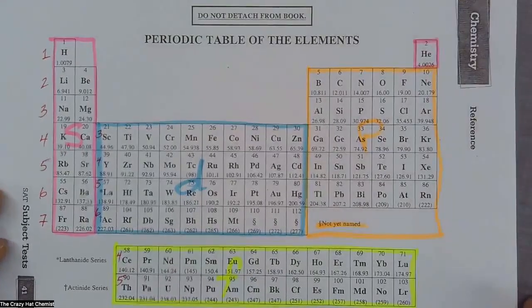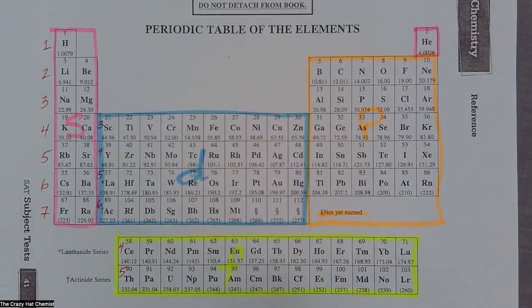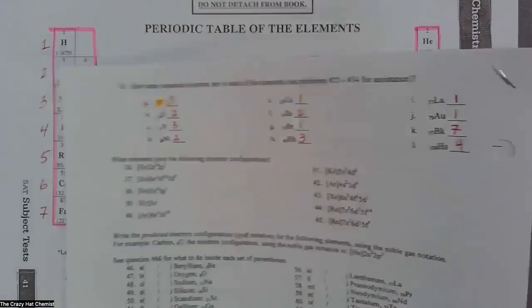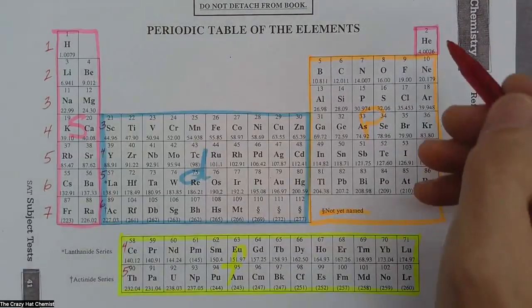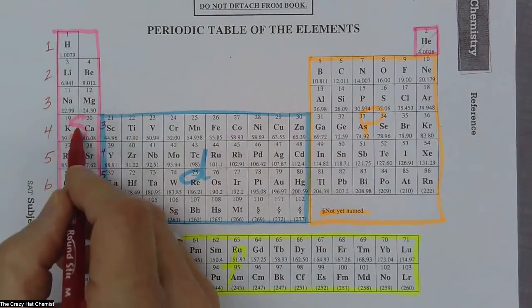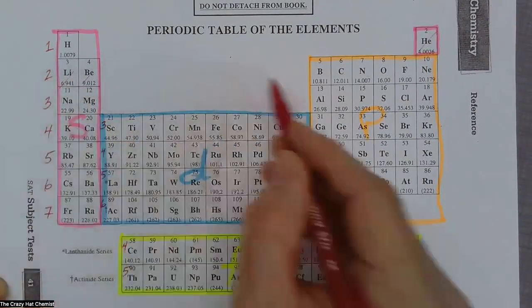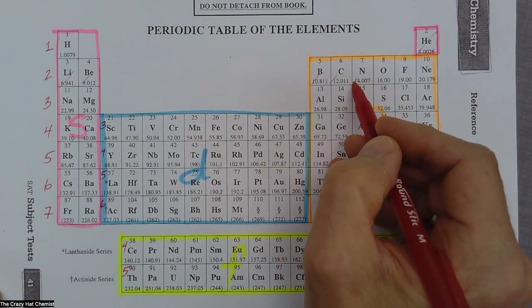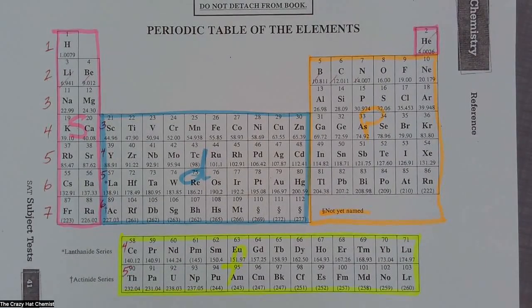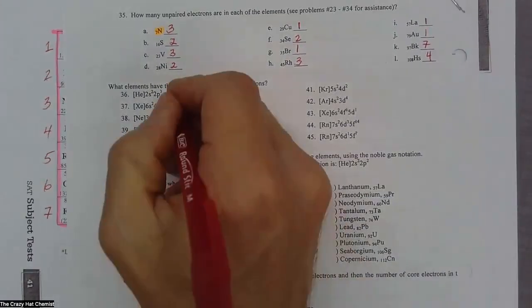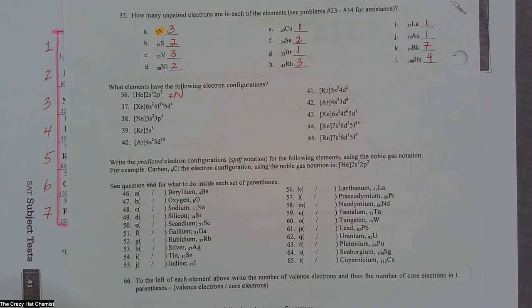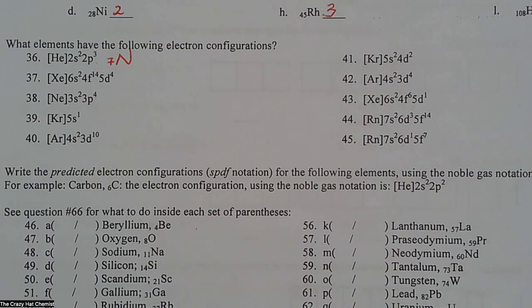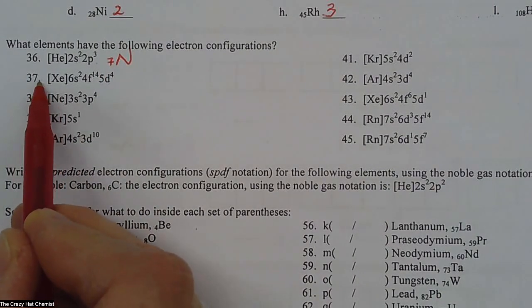The first problem was the electron configuration of helium 2s2, 2p3. What element is this? There's helium, 2s1, 2, 2p1, 2, 3. So that would be neon. Sorry, not neon. That would be nitrogen, and that's element number 7. Let me zoom in so that you can see that clearly. So this is nitrogen.